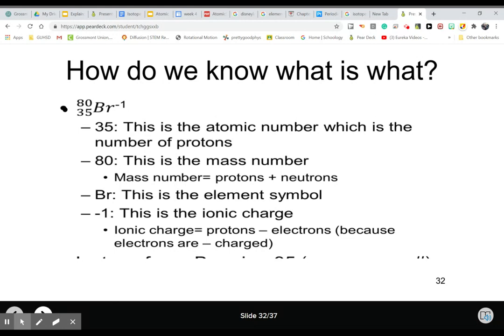So again, looking at that isotope symbol or that element symbol, we have bromine with 80 and 35, and a charge of -1. I would write that as bromine-80. This is showing me that I have 35 protons. Then I have a mass number of 80. So 80 minus 35 is going to give me 45 neutrons. Br is the element symbol, and -1 is the ionic charge. So if I take my ionic charge, I know I have 35 positives and I have an overall negative. So I must have one extra negative, which means I have 36 electrons.